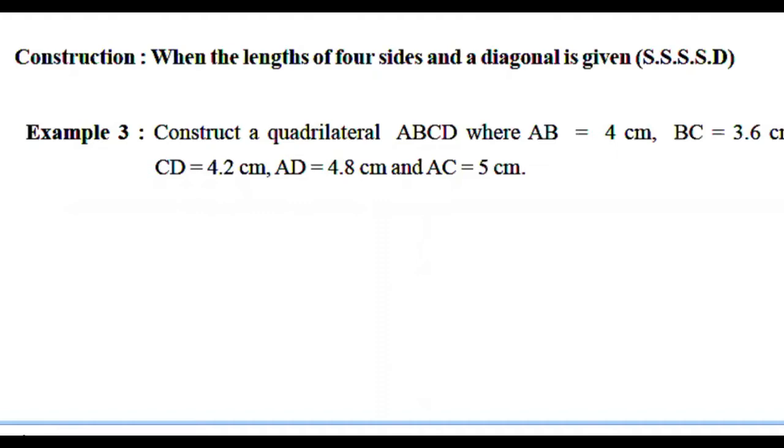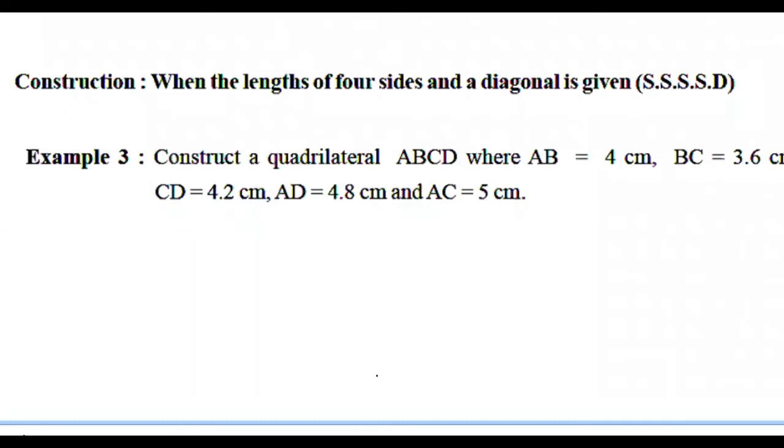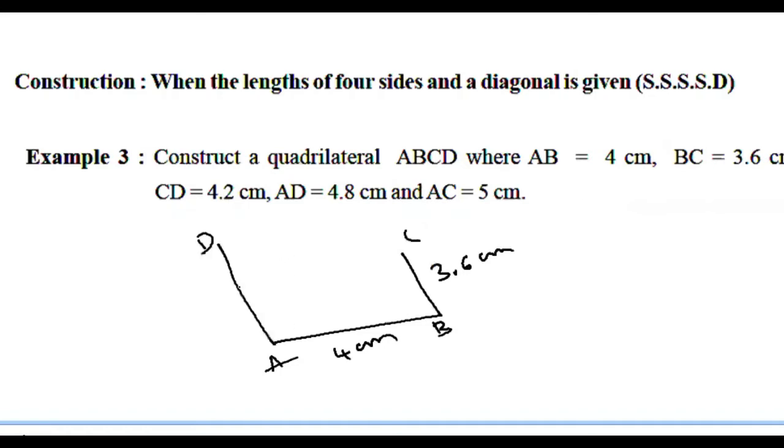So now first draw a rough sketch for the given measurements and label it. It's a rough sketch. So first draw a line segment AB, with 4 centimeters. Then next, B to C is equal to 3.6 centimeters. Then C to D is 4.2 centimeters, and A to D we have 4.8 centimeters.